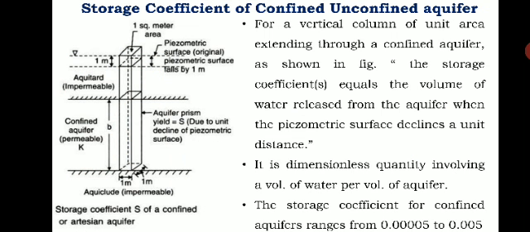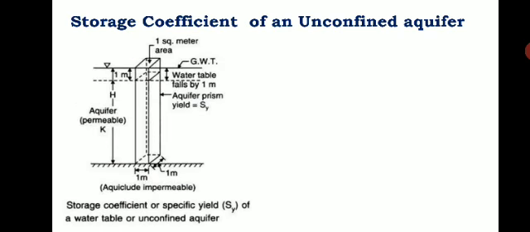So here what we have observed is, we have taken a unit cross sectional area, 1 meter by 1 meter, extending through a confined aquifer. Here the aquifer is confined. If this situation exists, then the storage coefficient will be equal to the volume of water released from the aquifer when the piezometric surface declines a unit distance. That is in case of a confined aquifer.